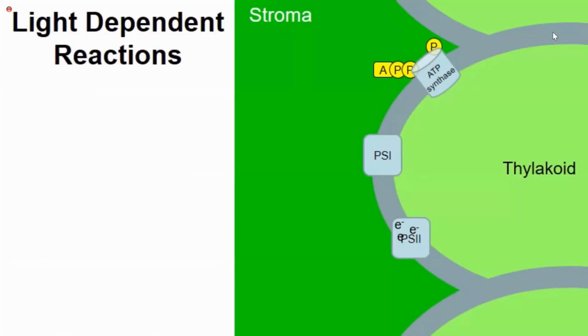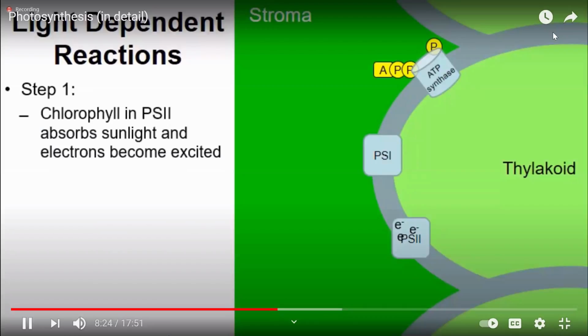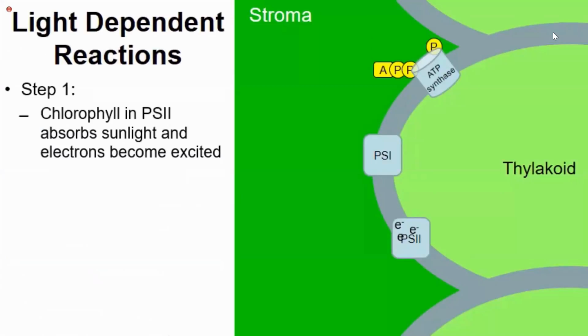So now let's get into some of the details of the light-dependent reactions. We're going to break this down into a few steps. So step number one, chlorophyll in photosystem number 2 will absorb sunlight. Even though it's called photosystem number 2, it's actually the first in the chain of events. They were named photosystem 1 and photosystem 2 by the order in which they were discovered, not the order in which they perform their functions. So you kind of have to get over that backwards name.